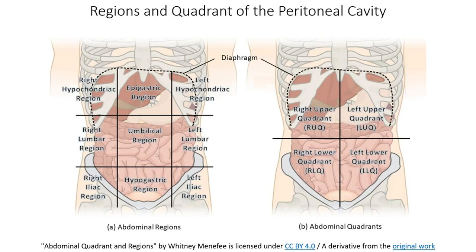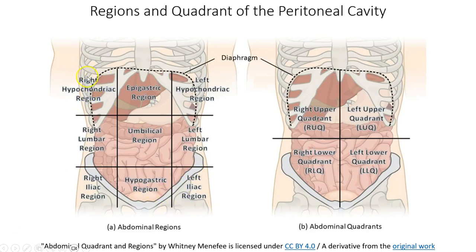That's not always going to be the case, but that should be where your brain first goes: oh, there could be something wrong with the appendix if they're indicating pain in that right lower quadrant. And then our regions are broken up a little bit more.